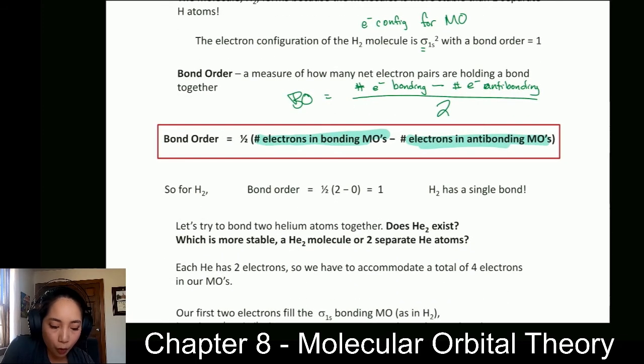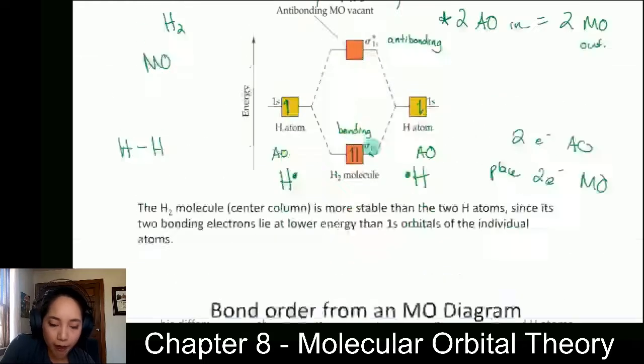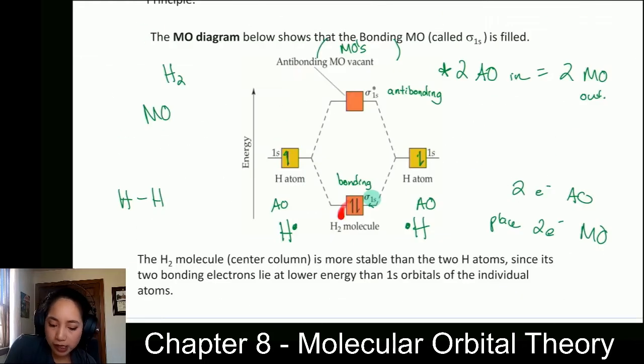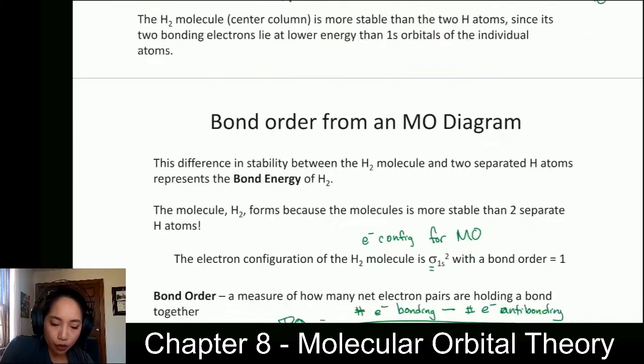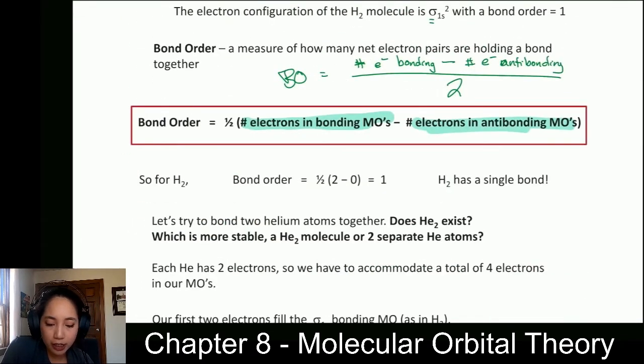All right, so for hydrogen, if we look back at this, there are two electrons in our bonding orbitals. There's 0 electrons in our antibonding. So to calculate bond order for hydrogen, it's 2 minus 0 divided by 2. So our bond order for hydrogen is 1. And that makes sense because the Lewis structure says that diatomic hydrogen has a single bond. So MO theory is just kind of agreeing with everything that we've already learned thus far.